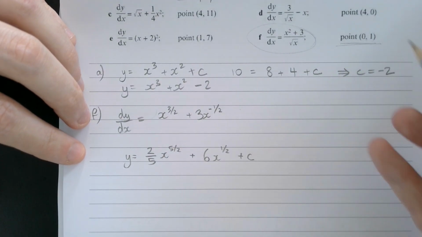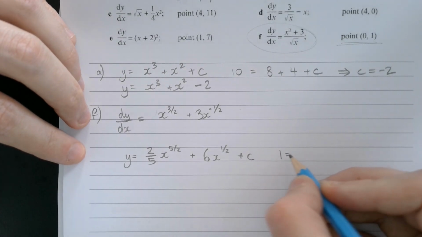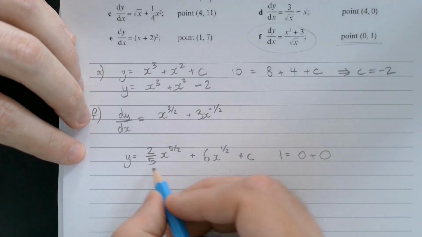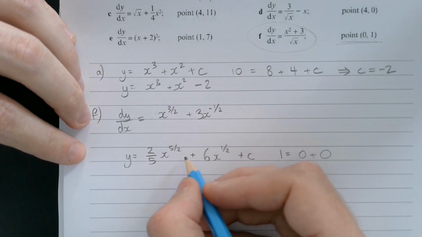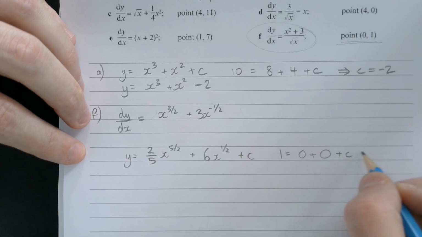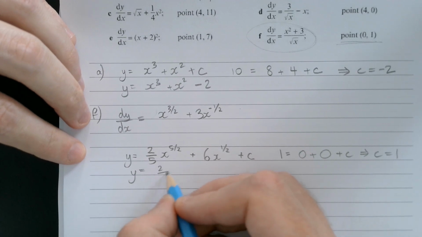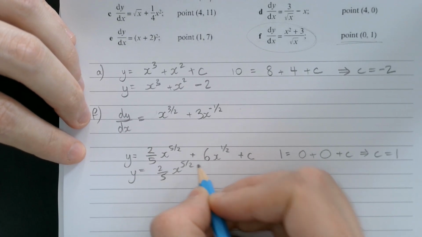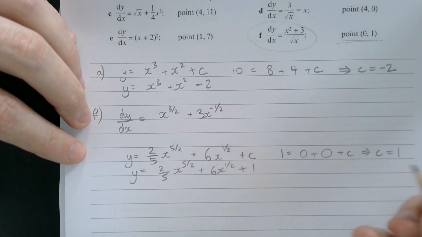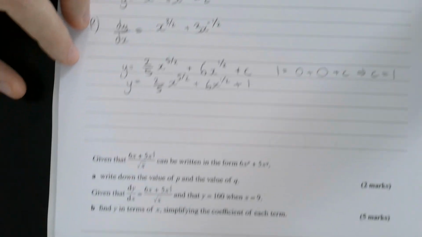Then put in your point, so y equals... Just substitute in 0 here, they both become 0, plus c, so c is 1, and your equation is y equals 2/5 x to the 5 over 2 plus 6 x to the half plus 1. Okay, they're all very similar.